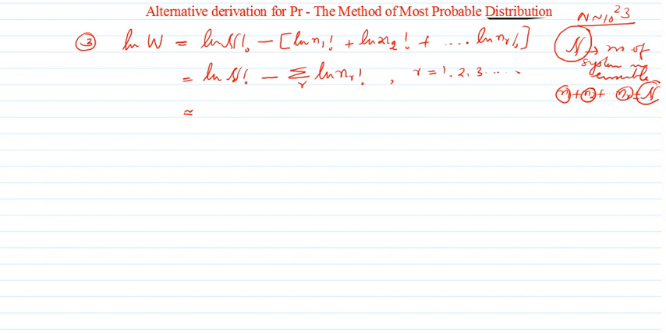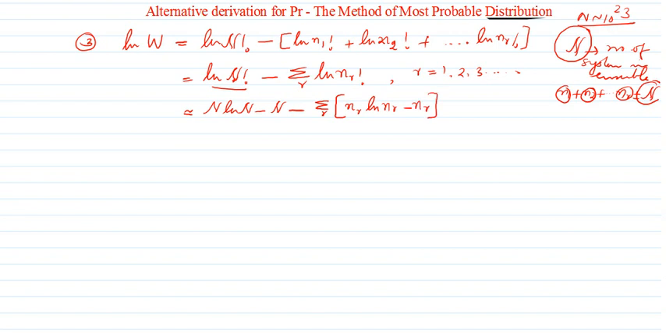So what will be the Stirling's approximation expansion for the log n factorial? It will be log n factorial is equal to n log n minus n. That is the expansion for log n factorial using Stirling's approximation. So minus, of course, sum over r, log nr factorial, by the same token of Stirling's approximation expansion, nr log nr minus nr. So that will be the thing.